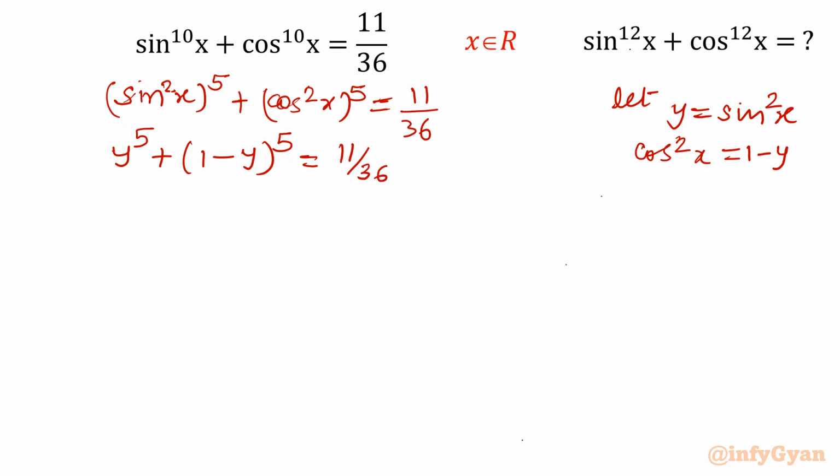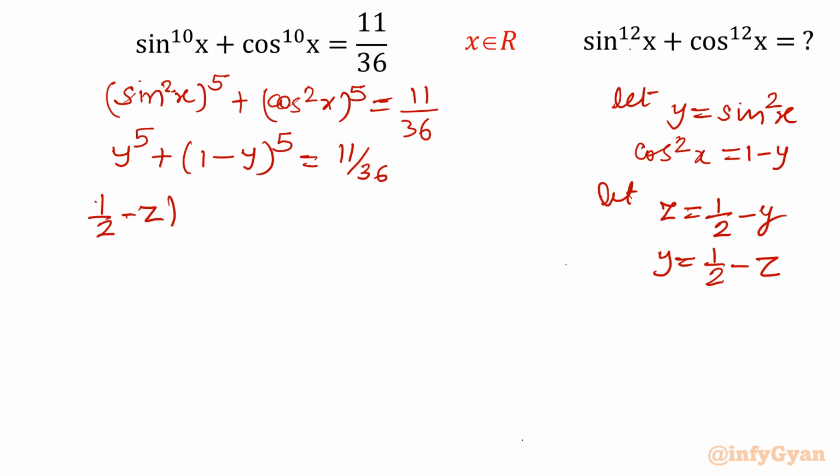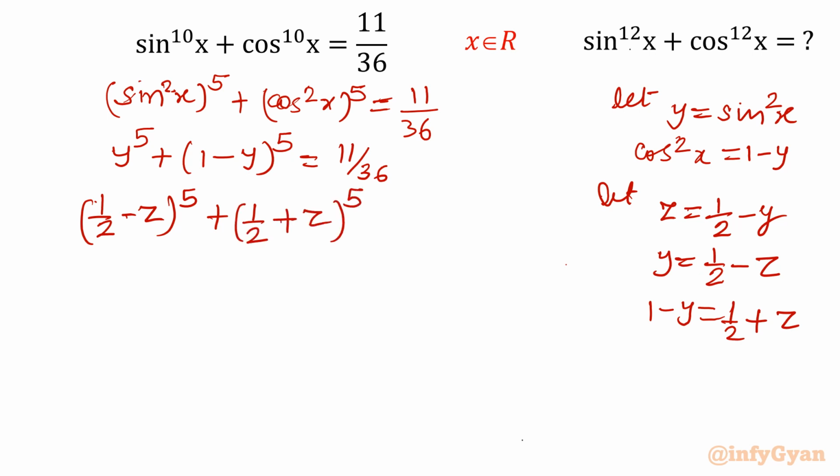Now to make this equation symmetrical, I am going to give one more substitution, that is let z is equal to half minus y. Once I put this, see what will happen. y is equal to half minus z. So in this place I will write half minus z whole power 5 plus 1 minus y, which if you check will give you half plus z. Then it is half plus z whole power 5. Why am I doing this? Once I expand using Pascal's triangle, there would be cancellation of terms.